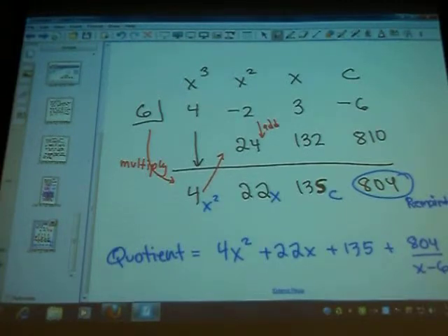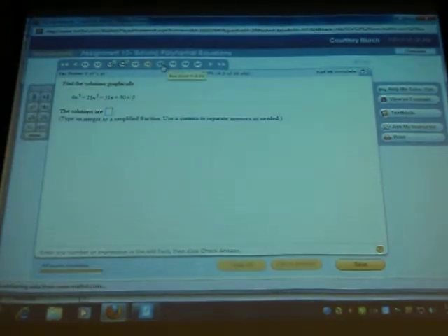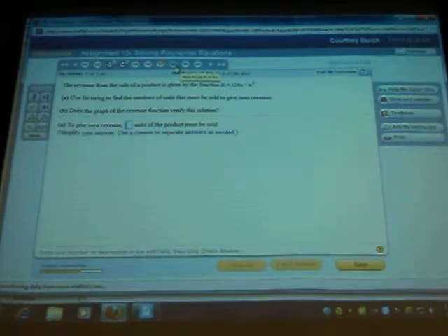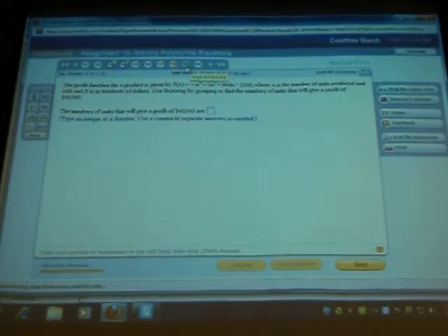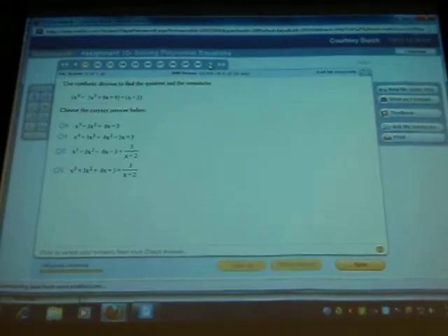We don't encounter that in my math lab, though, do we? No, you could. Let's find one. Let's do it right now. It's up toward the back. Now this is multiple choice, so it's kind of easy.